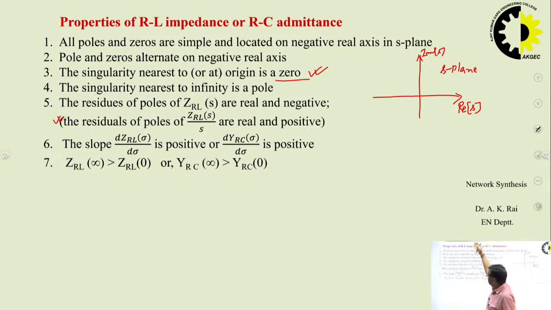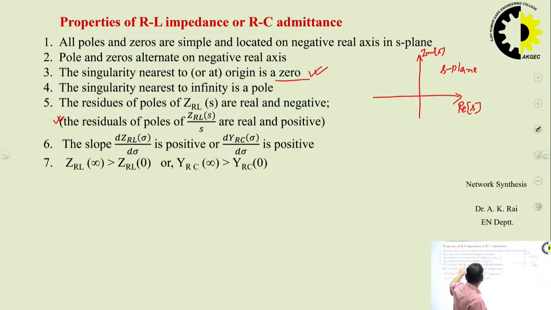So, properties of RL impedance and RC admittance are the same, and if we just invert it, going in reverse order, we can get the properties of RC impedance or RL admittance. Poles and zeros are simple and located on the negative real axis. Poles and zeros alternate on the negative real axis. Singularity nearest to or at origin is a pole in case of RC impedance or RL admittance. Singularity nearest to infinity is a zero.